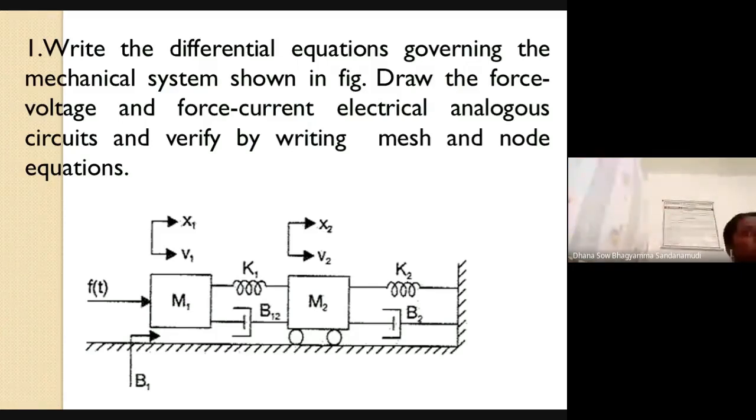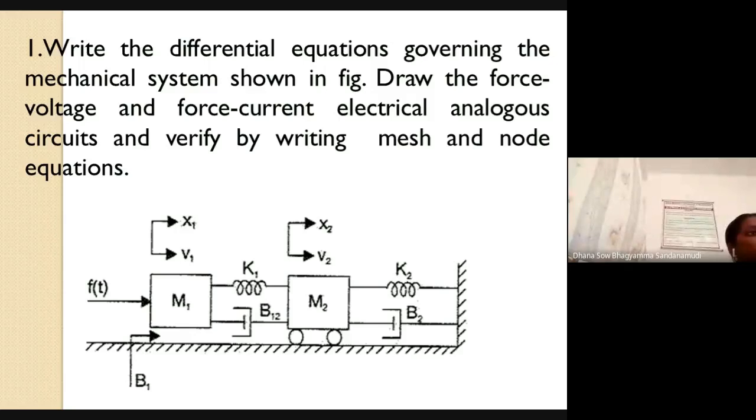The velocities of these masses are V1 and V2. Let us check what the applied forces are at these masses. At M1, the applied force is F of t. At M2, is there any applied force? No applied force, so the applied force at mass 2 is 0.